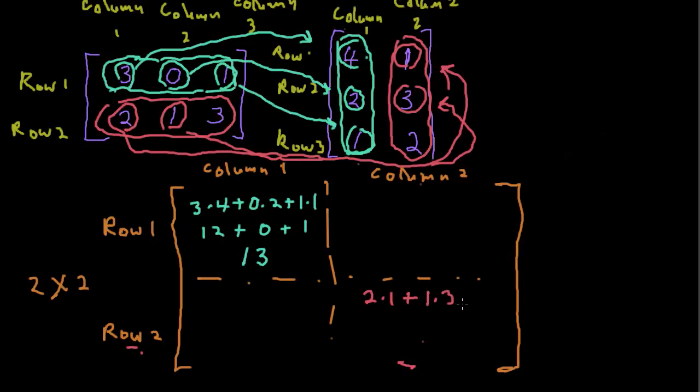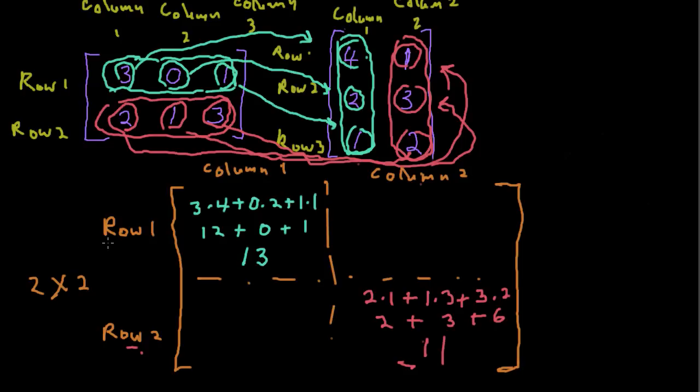And finally, we're doing row 2, column 2. We're going to take the third entry in row 2 and multiply it times the third entry in column 2 of the second matrix, and multiply and add those together. 2 times 1 is 2, 1 times 3 is 3. What's 3 times 2? That's 6. And add those together and we get 11.